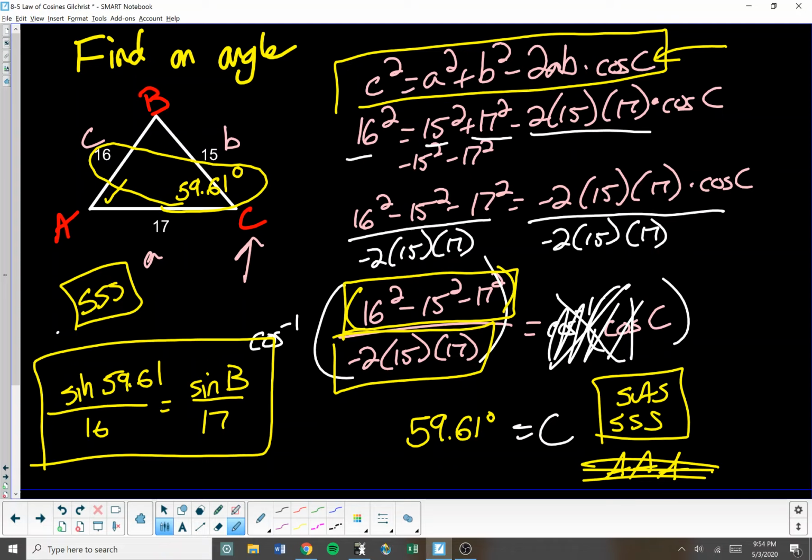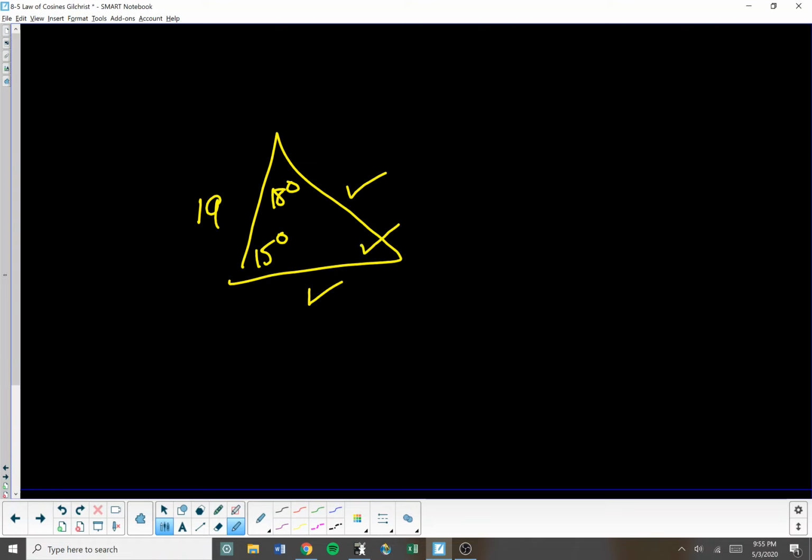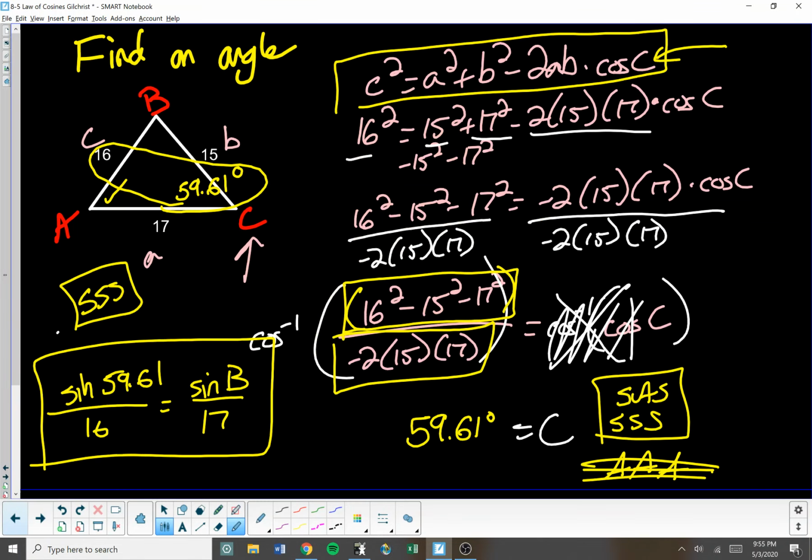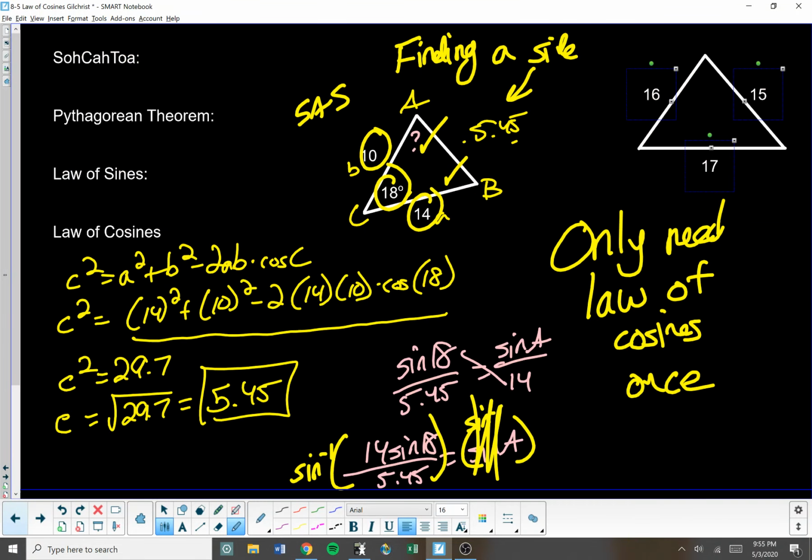But what this means is if you're given a triangle with any 3 bits of information, as long as one of those bits of information is a side, you can solve the rest of it. You can find this angle, that side, you can find that side, you can find that angle. Every triangle is solvable if you're given 3 pieces of information, as long as one of those pieces is a side. So I didn't do a lot of examples. I did one of finding an angle. I did one of finding a side.